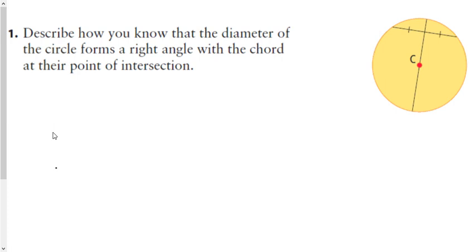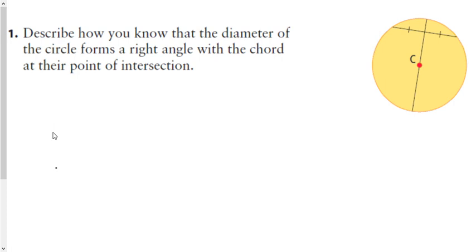This is section 10.2 on circle geometry. We're talking about perpendicular bisectors. So Hunter, question 1 says, describe how you know that the diameter of a circle forms a right angle with the chord at the point of intersection.